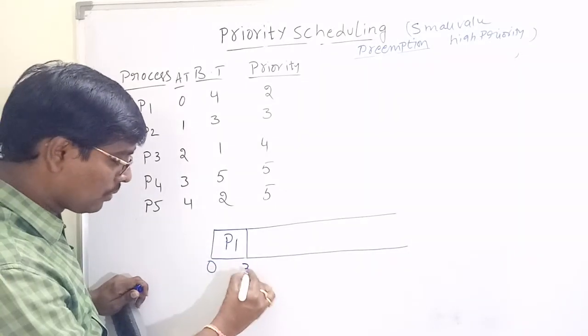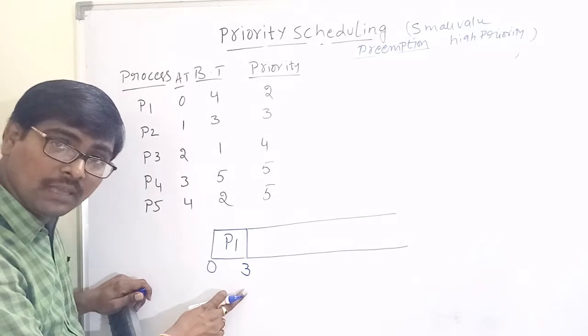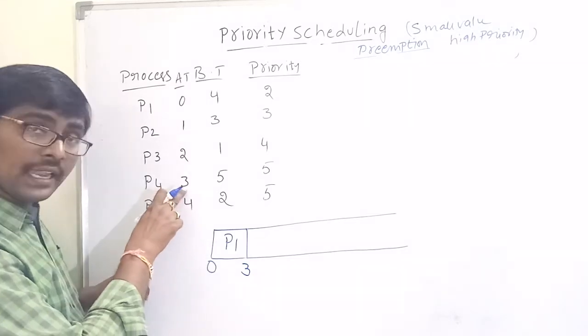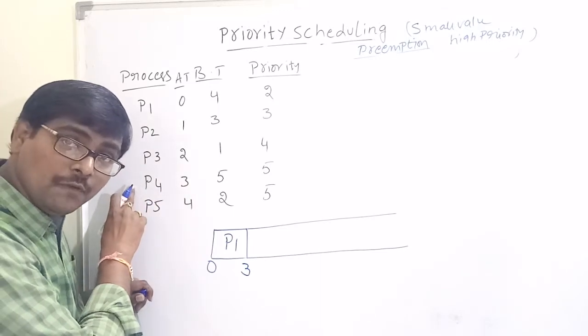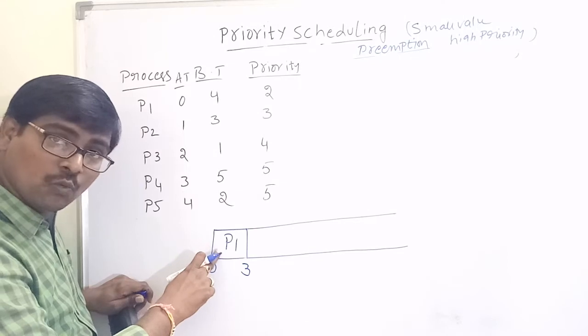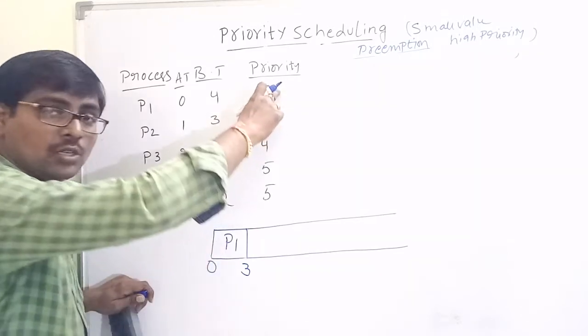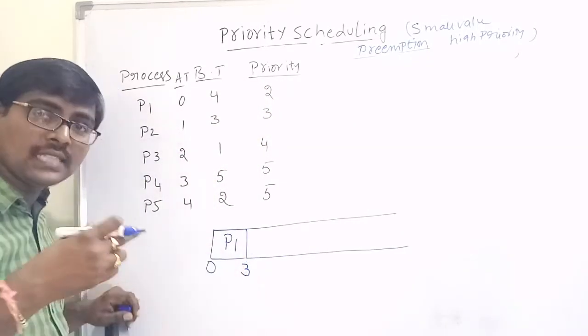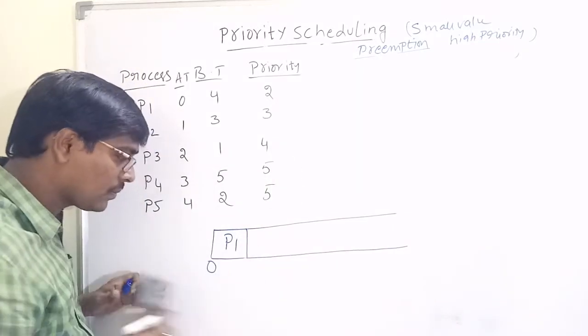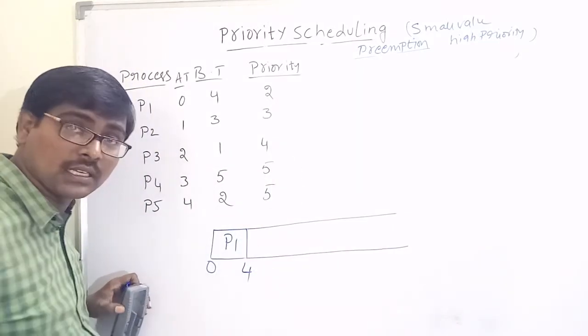Now run for 1 more millisecond. At arrival time 3, process P4 is entered. Priority is 5. The running priority is 1. Sorry, the running priority is 2. That means the running process has the highest priority. So simply ignore P4. Now execute 1 more millisecond.